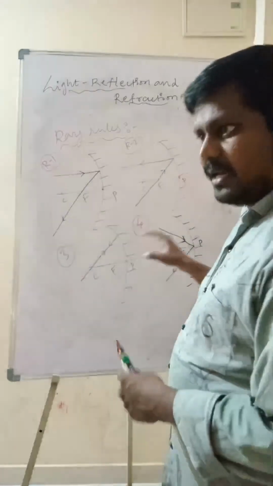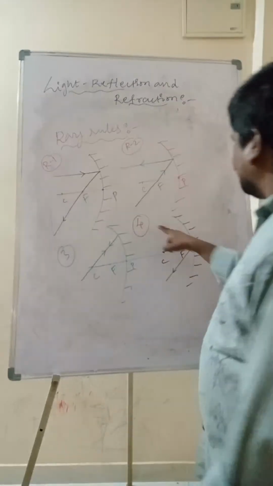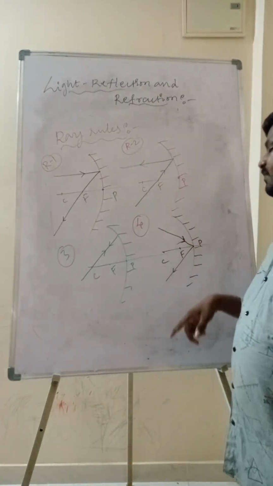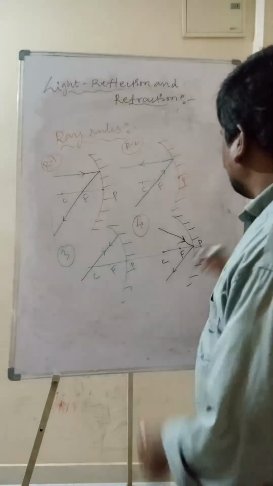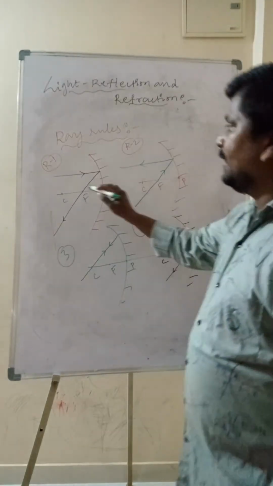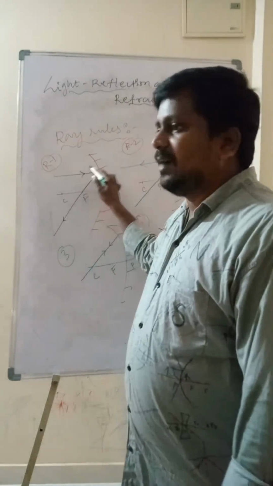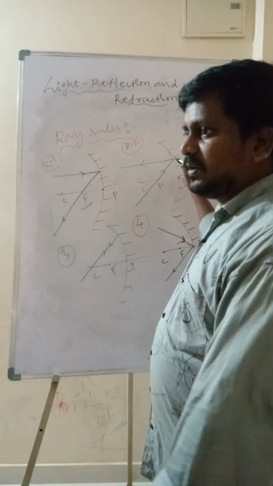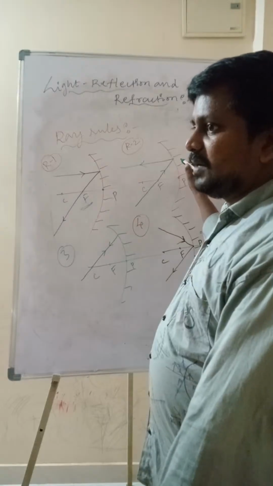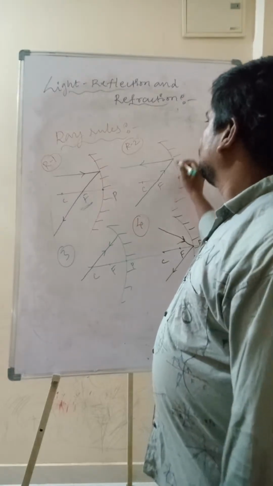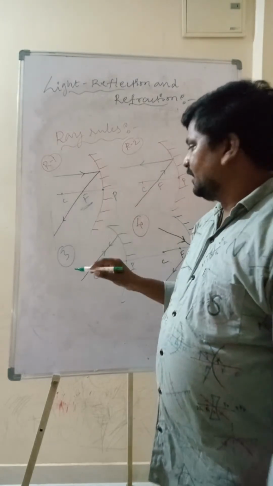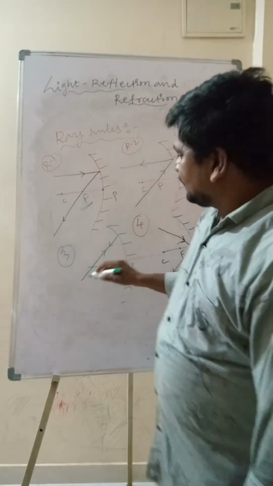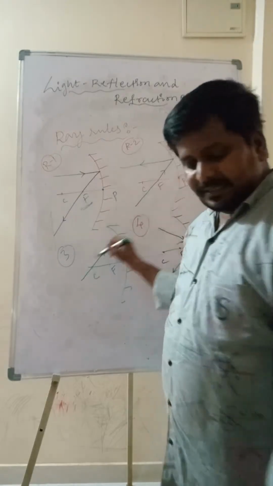Here I am considering light rays incident at the pole; it will reflect back into the same medium. One light ray, after reflection, passes through the focus. Another light ray passes through the focus, and after reflection passes towards infinity. One more light ray passing through the center of curvature retraces its original path.